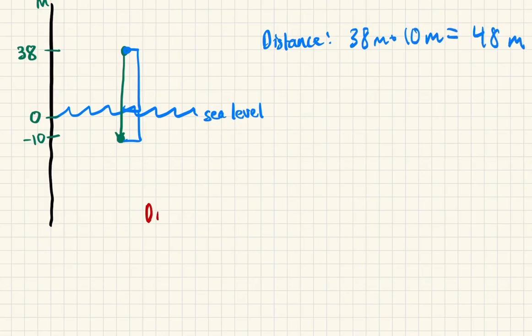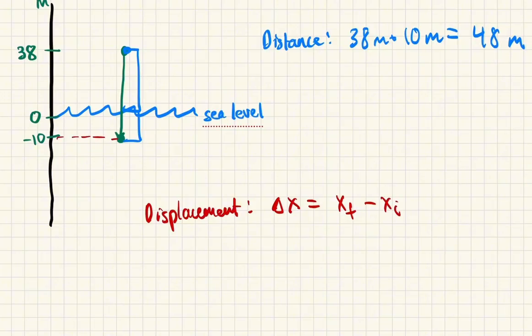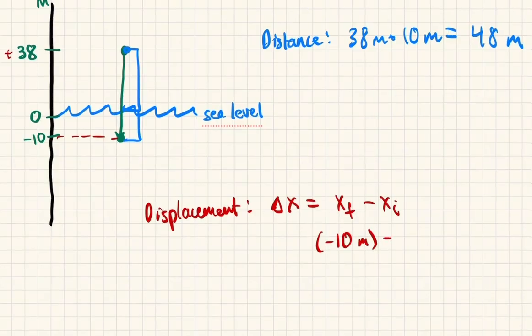How about displacement? Well, what is the final position? It's negative 10 meters, so 10 meters below sea level. And what's the initial position? It's positive 38. So negative 10 minus positive 38 is going to give you a displacement of negative 48 meters.